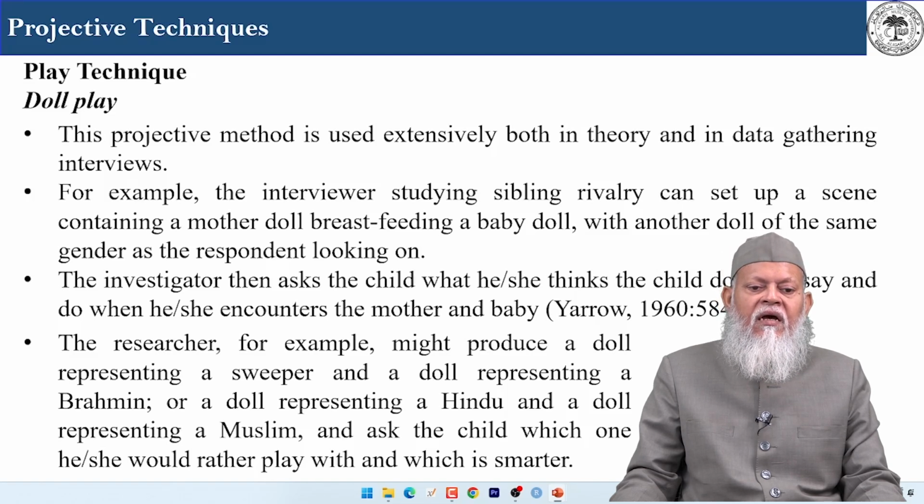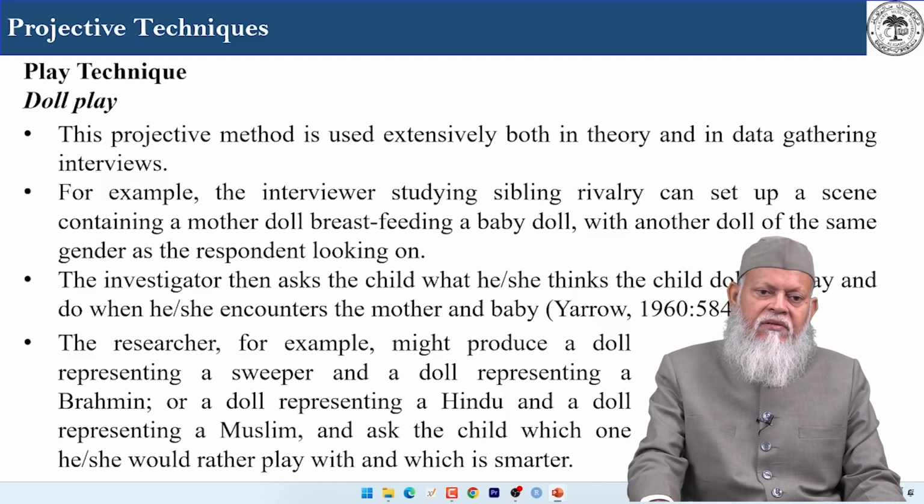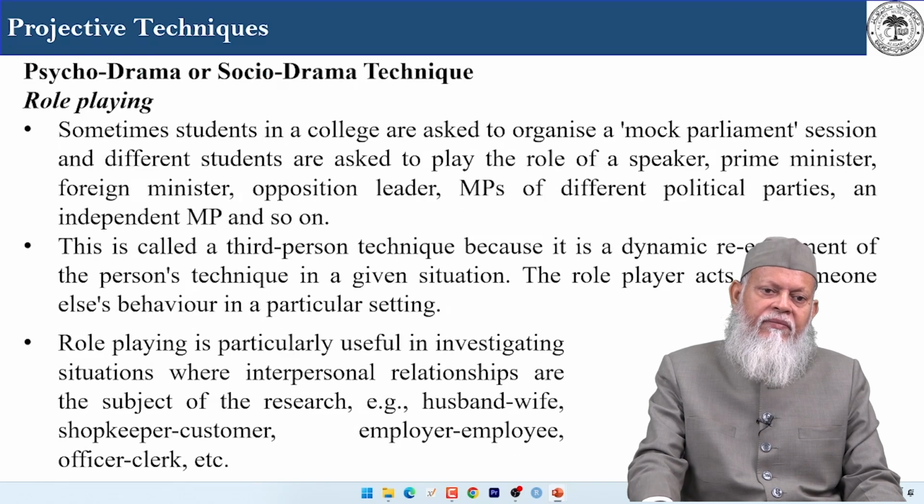The researcher, for example, might produce a doll representing a sweeper, a doll representing a Brahmin, a doll representing a Hindu, a doll representing a Muslim, a doll representing a Dalit, and ask the child which one she would rather play with and which is smarter. Then whatever is in the mind of the child comes out, and the researcher is able to dig this information from him or her.